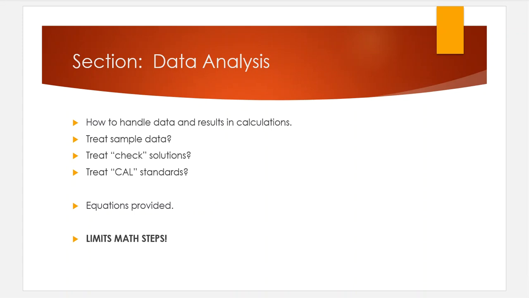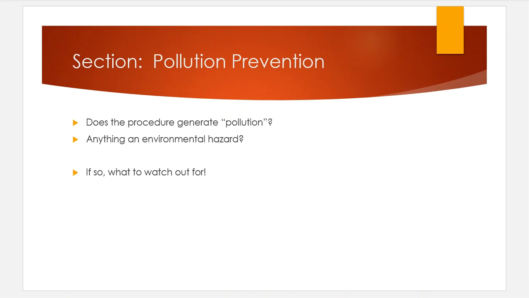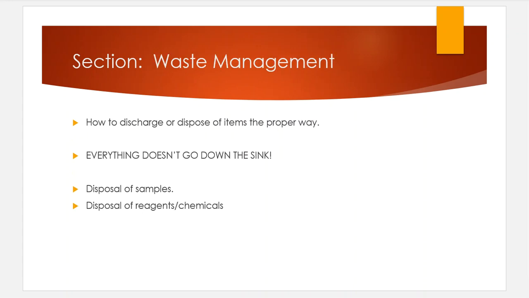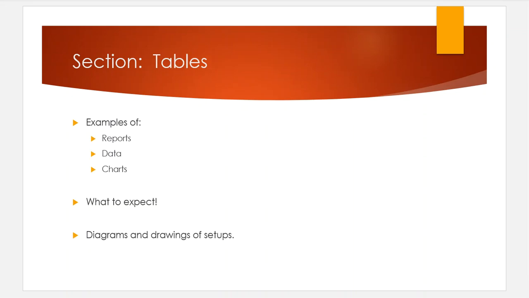Toward the end, it's the data analysis piece. How do we handle the math? The method performance piece, all about accuracy, precision, method detection limits. How do we prevent the pollution? What should we watch out for when we do the actual lab? Once we're finished with it, how do we get rid of it? So anything that I need to know as far as waste goes. And then finally, the references. How was the method built? And the tables. Examples of typical reports that show up if I do this method the correct way.